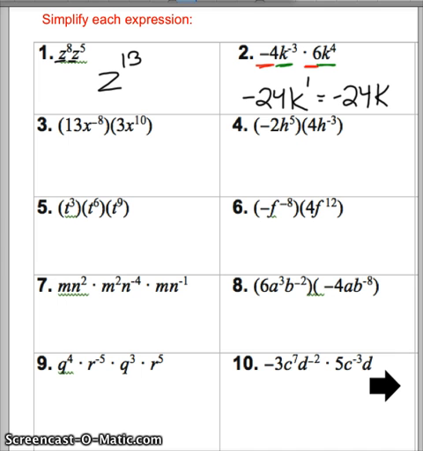Same thing with this next one. The first thing you should do is the coefficients. So you have 13, you have 3. Well, 13 times 3 gives you 39. Now, focus on the exponents. X to the negative 8, x to the 10. Negative 8 plus 10 gives us a 2. So that is going to be our final answer.